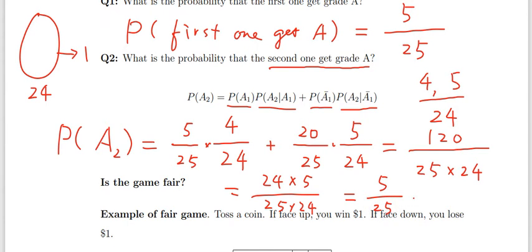So from here we can say the probability of getting grade A for the first one to pick and the second one to pick is the same. So this means the picking order doesn't matter, right? Okay. So in this example, we can say if we consider something, we should check all situations, good case or bad case.